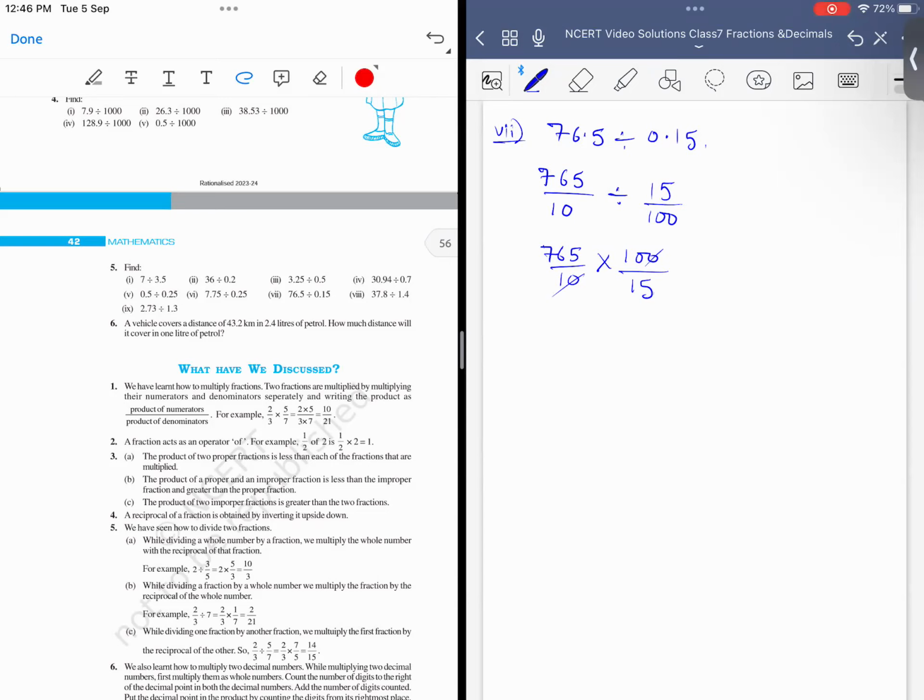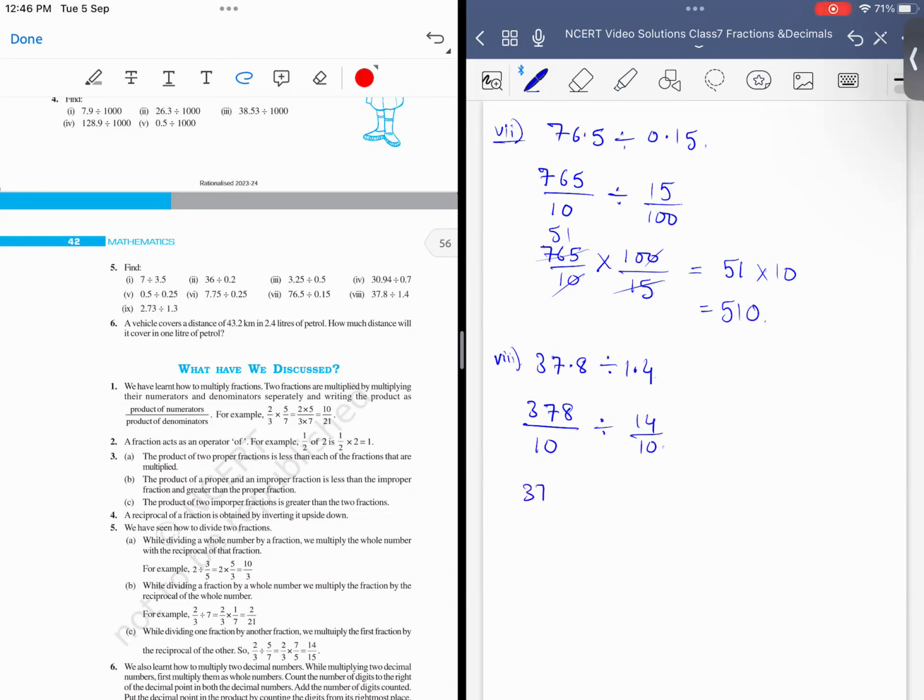And this 765 upon 15, you see, it is factored out by how many times? 51 times. So what is the product? 51 into 10, which is 510. This is how we do the last one. If you see, the eighth one, 37.8 divided by 1.4. Again, write down 37.8 can be written as 378 by 10 divided by 14 by 10.